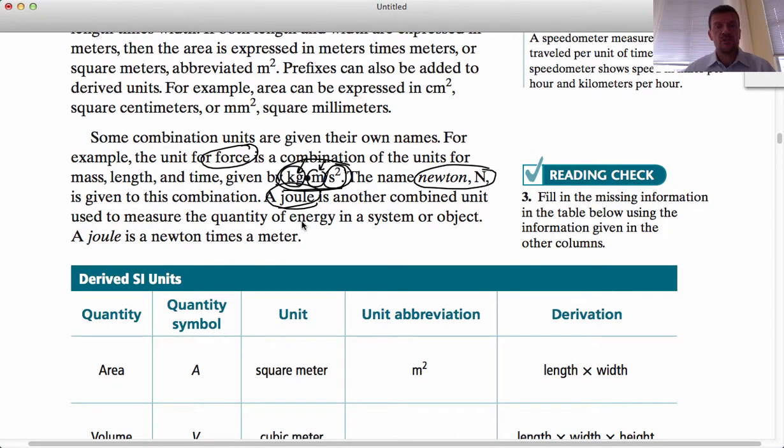Joule. Joule is used for energy. Energy is a Newton, we just talked about Newton, times meter. So that would be a kilogram meter times another meter, so it would be meter squared, over second squared. That's energy. In short, though, it's just called a Joule.